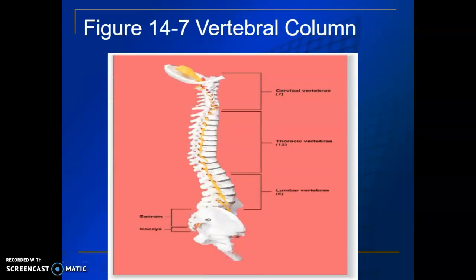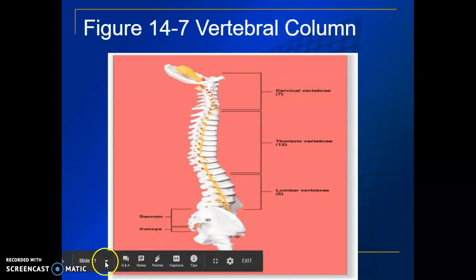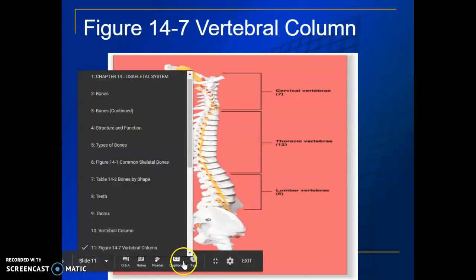Here's another picture of the cervical vertebrae, which again is your neck, the thoracic vertebrae, which is your chest area, and the lumbar vertebrae that is behind your gut organs, and then the sacrum and the coccyx. So it gives you that visual as well.